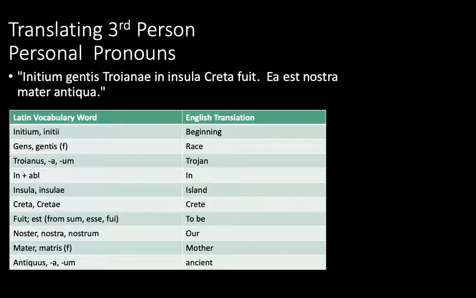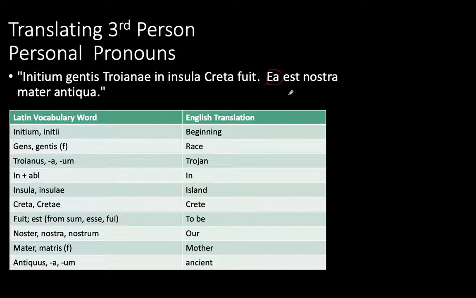Obviously, we can see right away that the form of the personal pronoun that we are going to be looking at is ea. So what is its antecedent and what should it refer to and how should we translate it in the sentence? Before we answer any of those questions, it's important to look at the context of the entire sentence, or in this case, the entire two sentences.